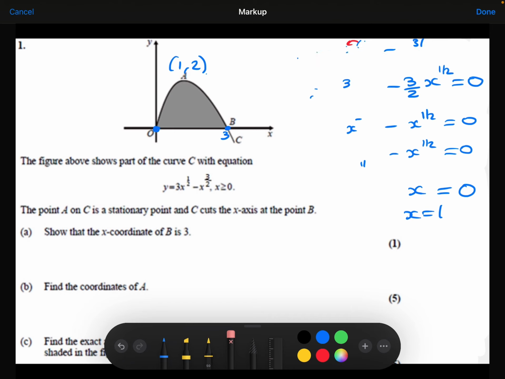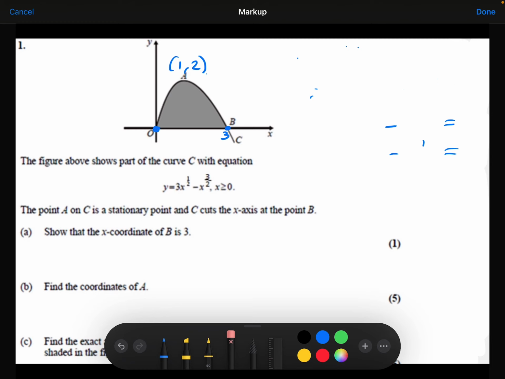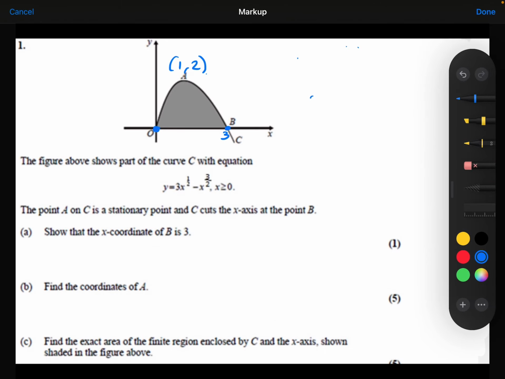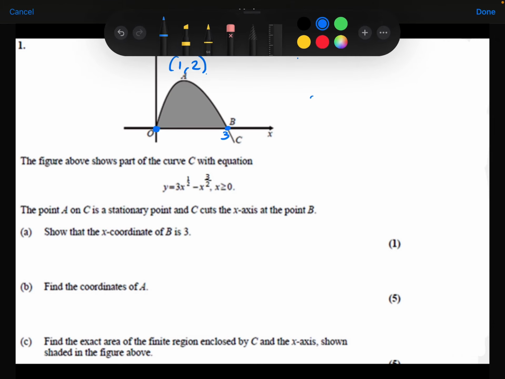Then we'll move to part C. So I'll just clear a bit of space. Right. So part C says, find the exact area of the finite region enclosed by the curve and the x-axis shown shaded in the figure above. So the exact area enclosed by C, which is this, the x-axis, which is this, and so therefore this is the shaded area we're trying to find.